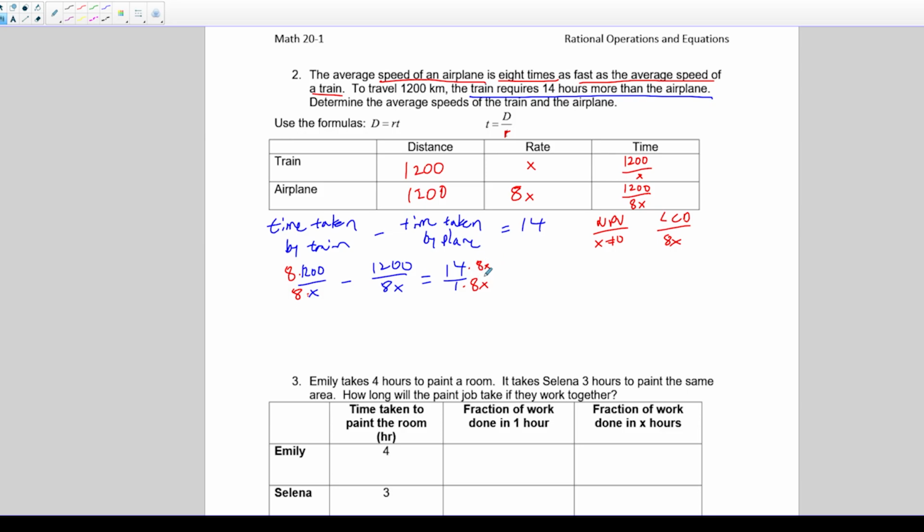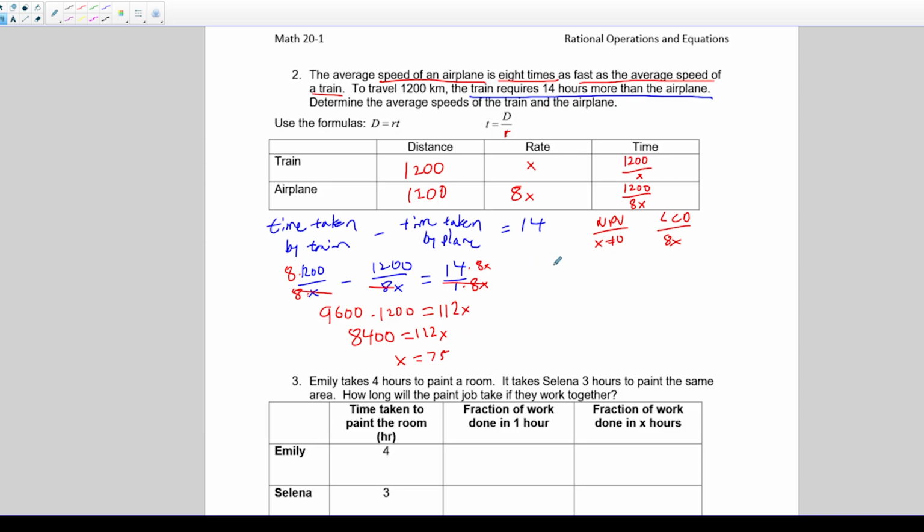So I'm going to multiply this right-hand side by 8x. And what we end up with is 9,600 minus 1,200, and that's going to equal 112x. So again, once we find our common denominators, we'll end up getting rid of everything, right? So we can actually just go ahead and cross that out. And what happens is we're multiplying everything by 8x. So we have 8,400 is equal to 112x. We're going to divide both sides by 112. And we end up getting x is equal to 75.